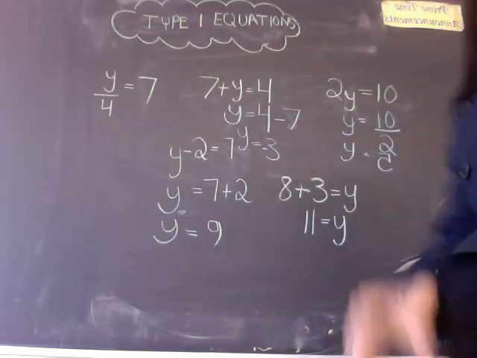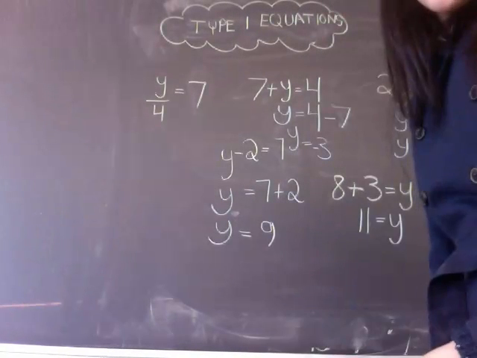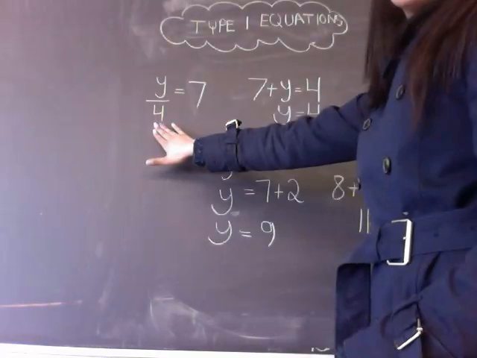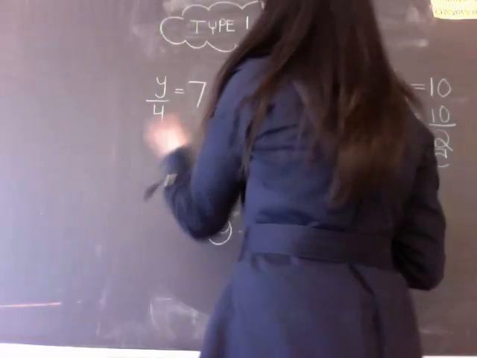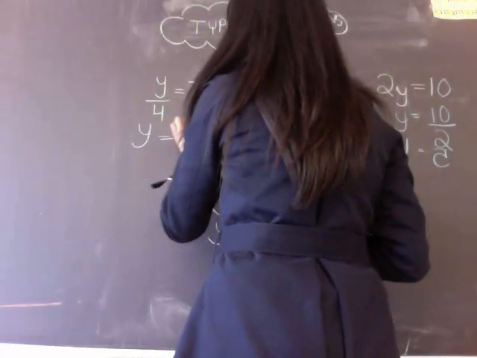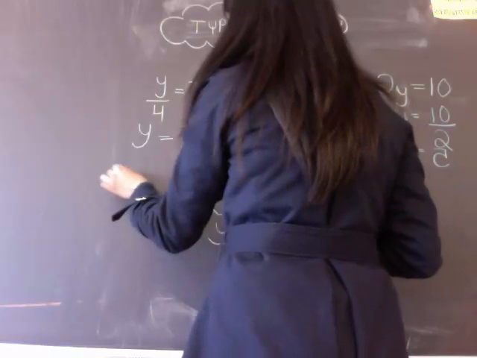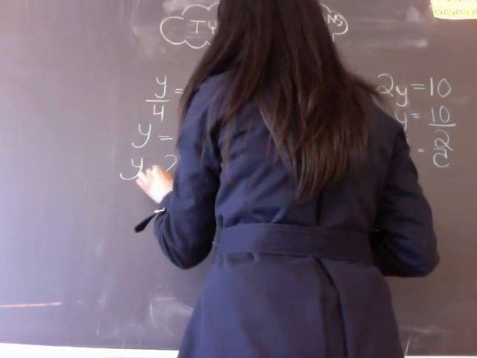And when we go over here to the very last one, you have y over 4, so you're dividing your variable by 4. To get rid of that 4, you have to do the opposite. You're dividing, so you want to do the opposite, which is multiplying. You bring it over to the other side, you leave your y on this side, and instead you're just going to do 7 times 4. So y is now equal to 28.